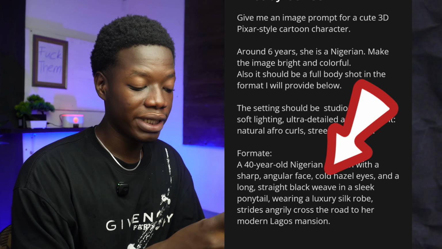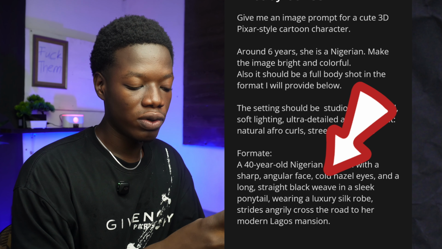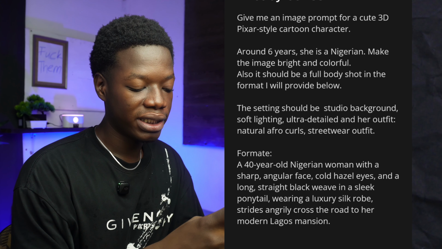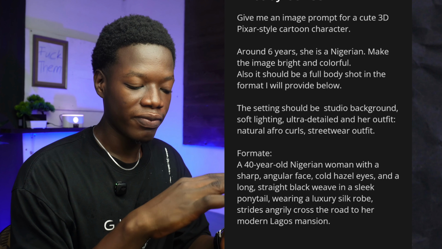All you need to do is just change the background right here and then her outfit here as well, along with her hairstyle. Now the format you see below right here, which says format, a 40 years old Nigerian woman with sharp angular face, etc. This right here is basically the format I said it should follow, or it should use as a reference to generate our image. Don't worry, it is not going to be a 40-year-old one. It is going to be the AI baby.